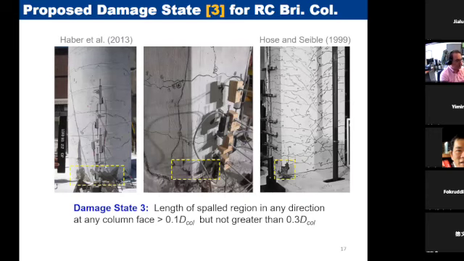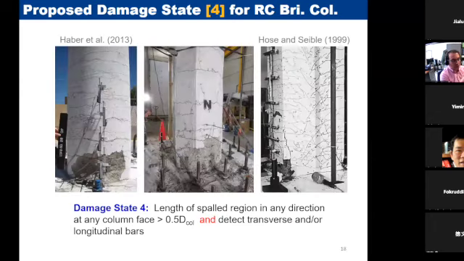Damage state 3, you expect to be more extensive. We said that whenever you have a spalling which is more than 10% of the diameter of the column but less than 30% of the diameter of the column, that would be your damage state 3. So then we are not worried about cracking anymore. We're focused on the spalling. At damage state 4, you would see more extensive spalling, which is more than 50% of the diameter of the column. And we said to make it measurable, you should also see transverse and longitudinal bars.